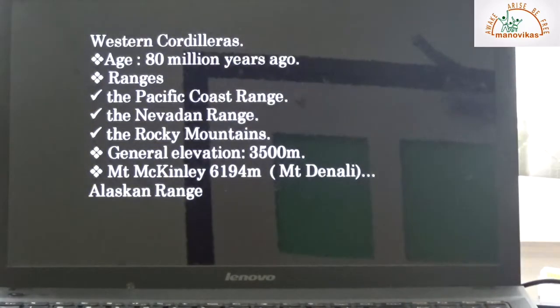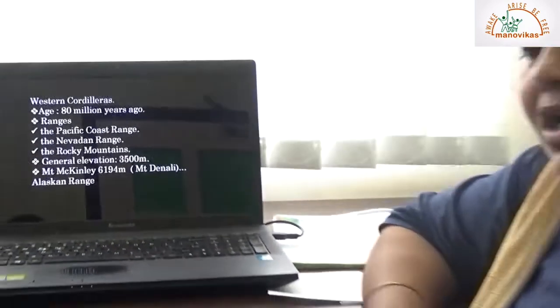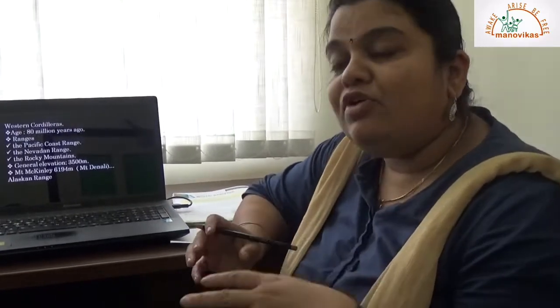Western Cordilleras. Now the term Cordillera means a number of parallel ranges, which have some intervening plateaus.